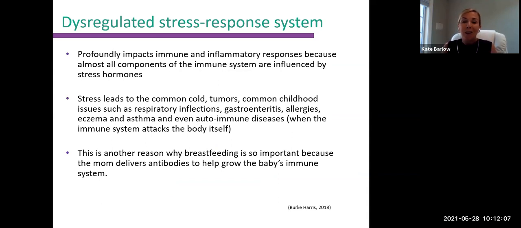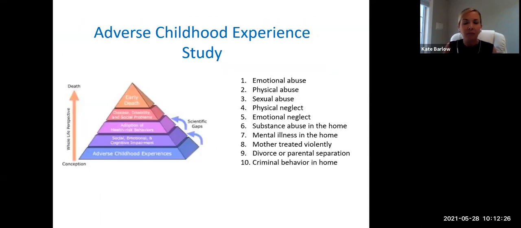So for those of you that work in WIC, this is another reason why breastfeeding is so important for the mothers, because the baby is getting these antibodies to help with their immune system right from the get-go. So we always want to encourage breastfeeding, but here's yet another reason why it's so wonderful.